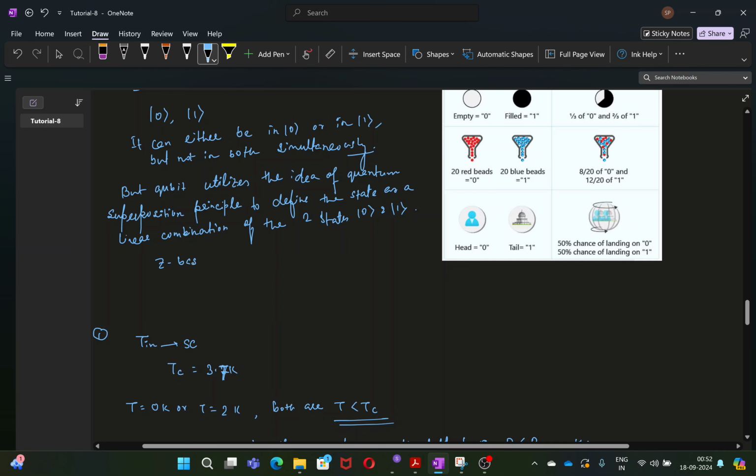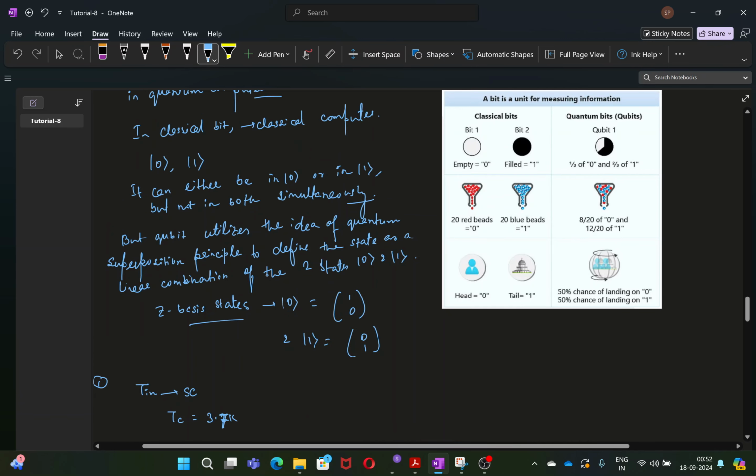So these are z basis states, which help us get the structure of the total state. We can take any combination out of these two basis states and form our actual state. The two z basis states are 0 and 1. 0 is defined as, let's say, (1, 0), and the 1 state is defined as (0, 1), right? Your classical bits can represent either the 0 state or the 1 state, but cannot be both.